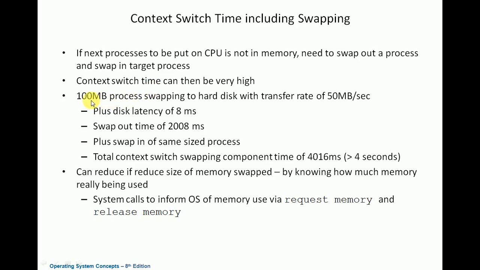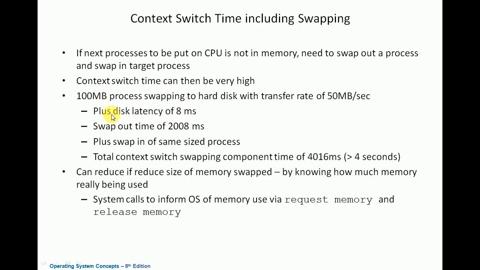For example, consider a 100 MB process swapping to a hard disk with a transfer rate of 50 MB per second. The transfer rate of the backing storage is 50 megabytes per second. If we want to transfer a process of 100 megabytes from main memory to the hard disk, what is the total time required? It is 2 seconds. At 50 MB per second, to transfer 100 MB, 2 seconds are required. In milliseconds, it will be 2000 milliseconds.